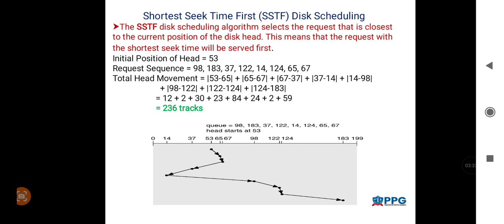In the below diagram, the disk head moves for a request sequence 98 to 67. The initial position of the head is 53. So we find the total head movement of shortest seek time first is 236 tracks.